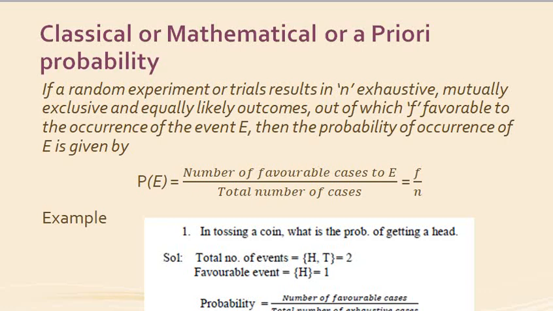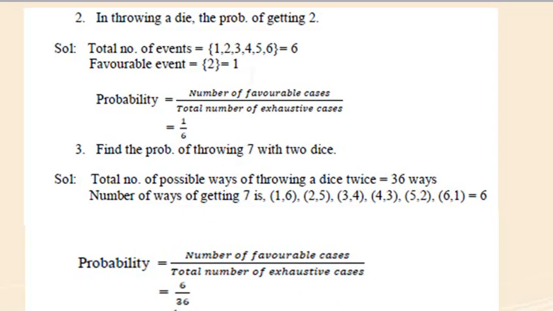Consider then an experiment of tossing a coin, and the outcomes are H and T. Let H be our favorable event, then the probability equals the number of favorable cases divided by the total number of cases, so it is 1 by 2. Here are some other examples, which show how to evaluate the probability.